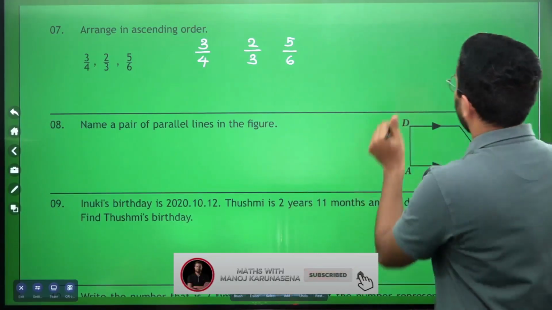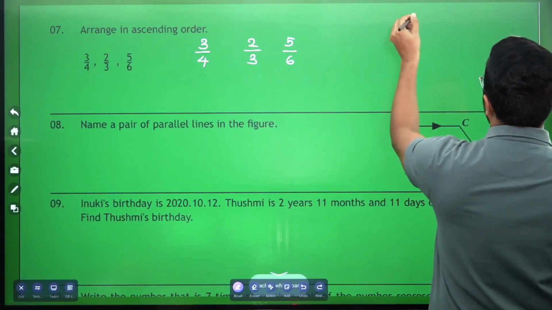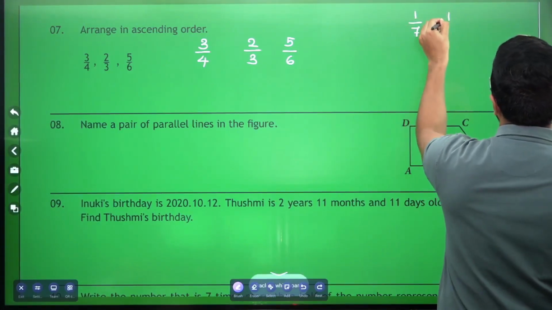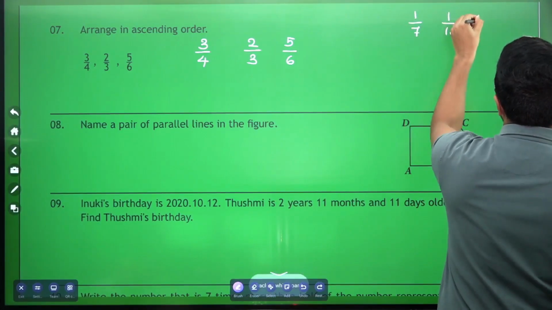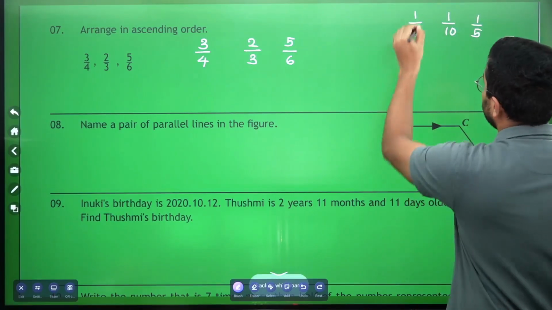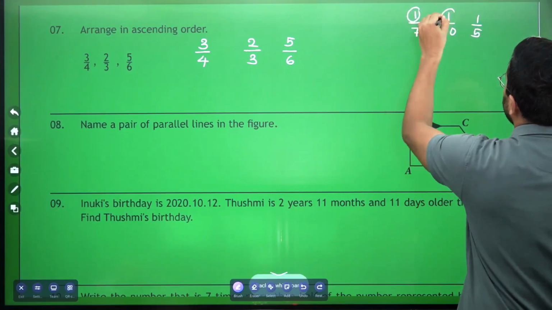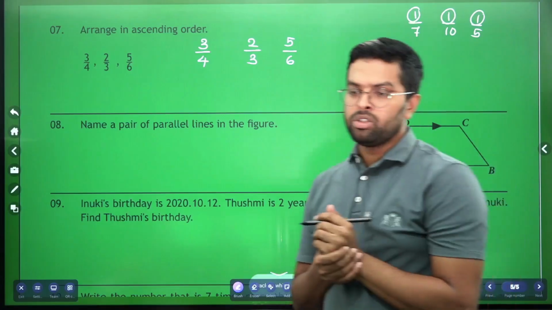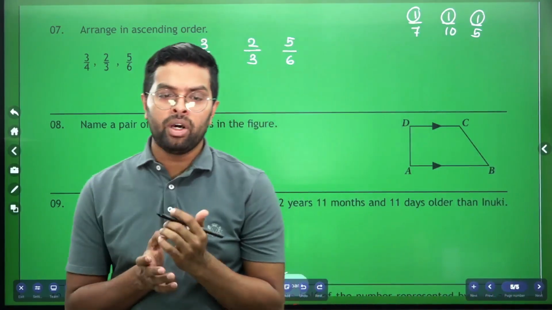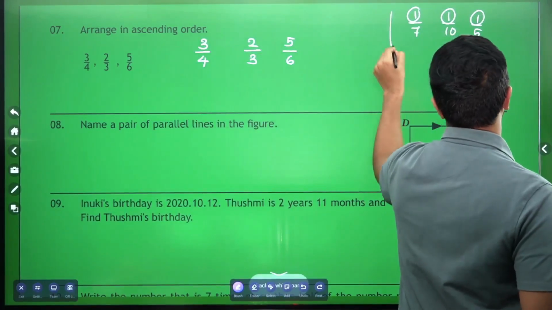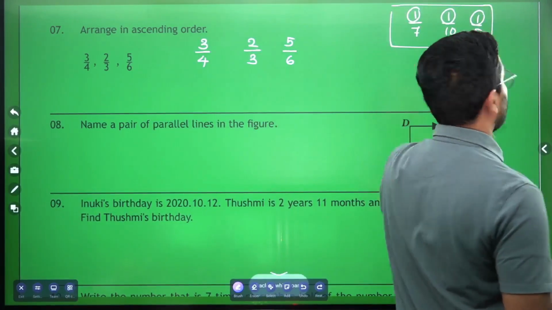Let's say we have a set of fractions like this: 1 over 7, 1 over 10, 1 over 5. When you look at these fractions, the numerator is equal to 1 in each and every fraction. So can you give a try and arrange these 3 fractions? Who can arrange these 3 fractions in ascending order?